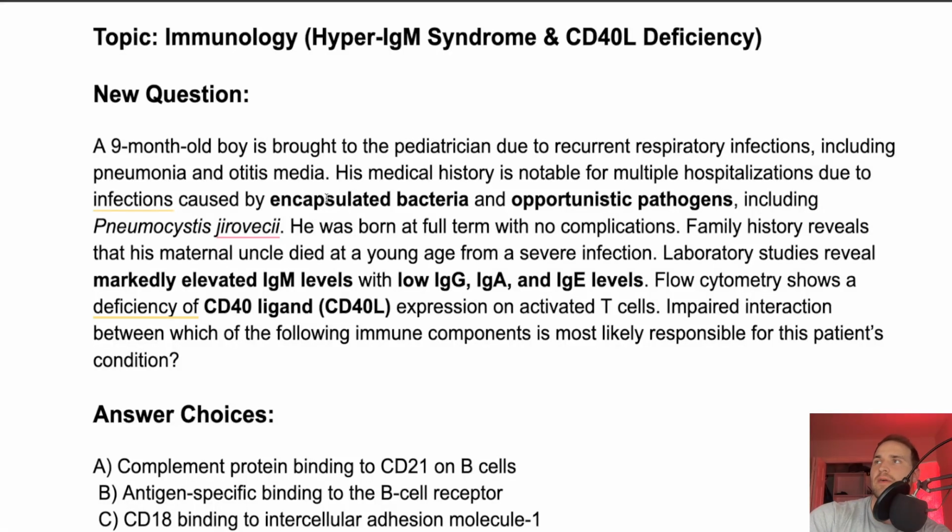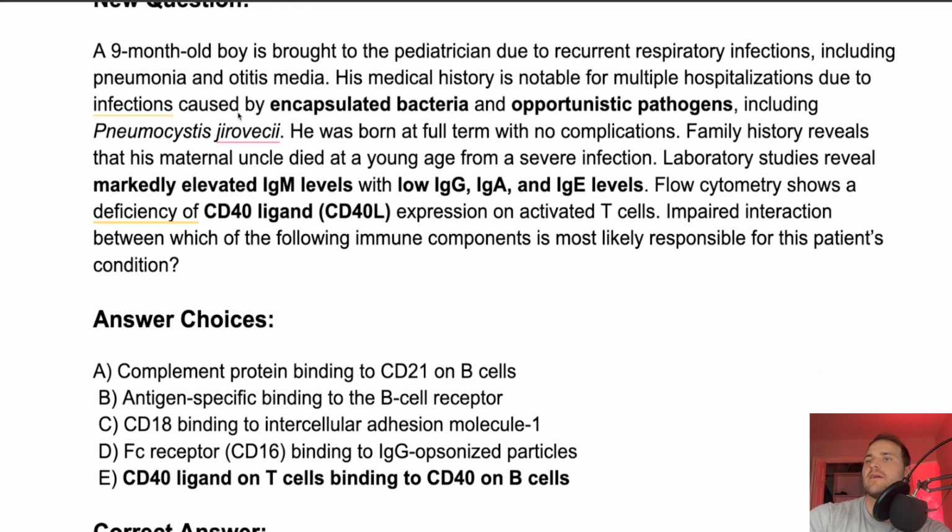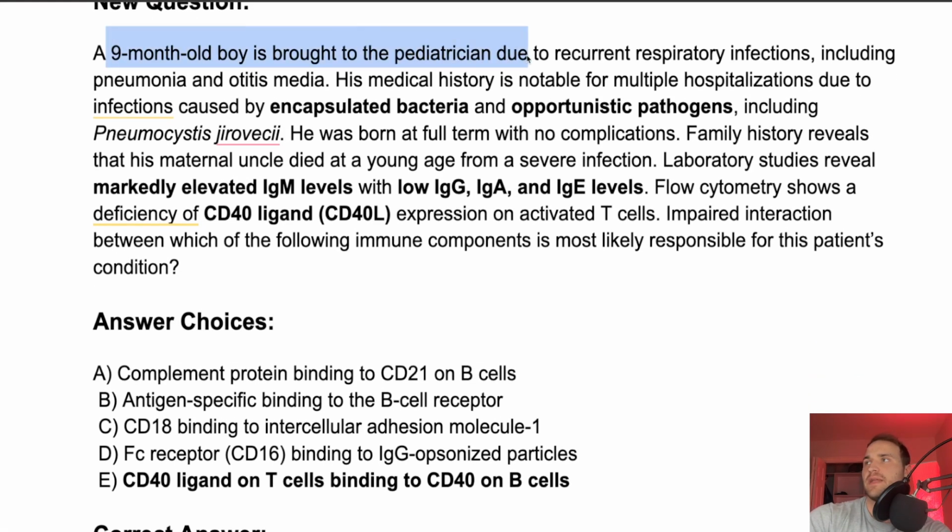All right, so let's talk about hyper IgM syndrome. So here we have a 9-month-old boy brought to a pediatrician with recurrent respiratory infections, and we've got encapsulated bacteria and opportunistic pathogens with Pneumocystis jirovecii. And the family reveals that his maternal uncle died of severe infection.